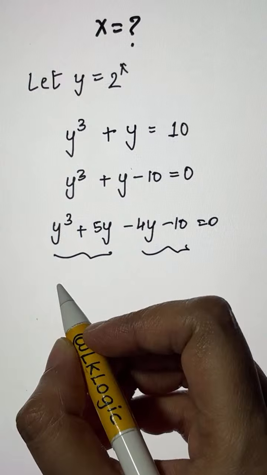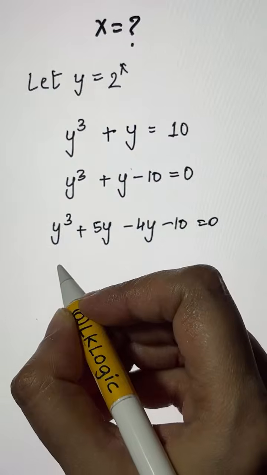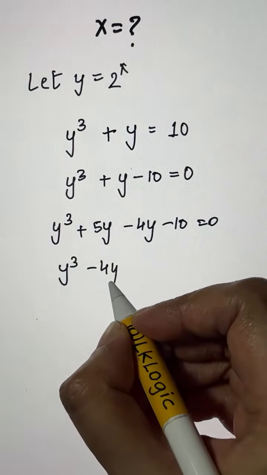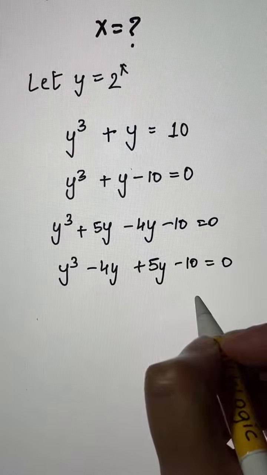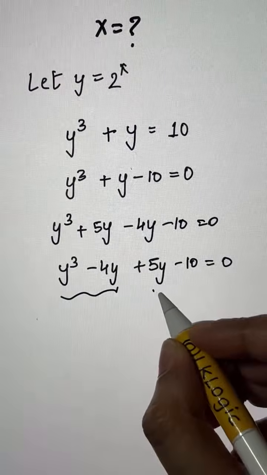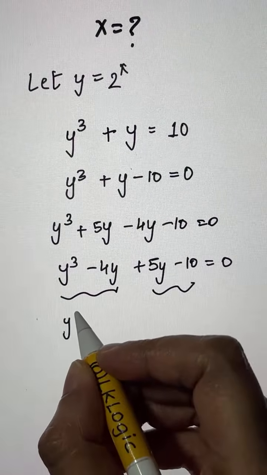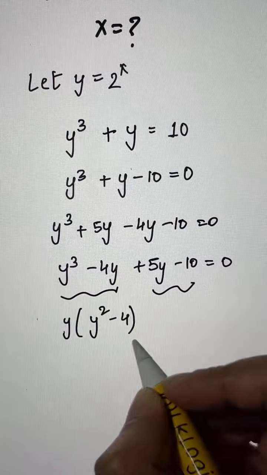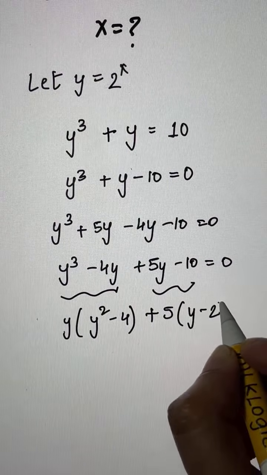So okay, wait, not this part. Let me reshuffle this part. y cube, I'll bring minus 4y this side and plus 5y this side. Plus 5y minus 10 is equal to 0. Now I'll take this part and this part. From here I can take y common, so what I'm left with is y squared minus 4. Now I can take out 5 common, so I'm left with y minus 2 is equal to 0.